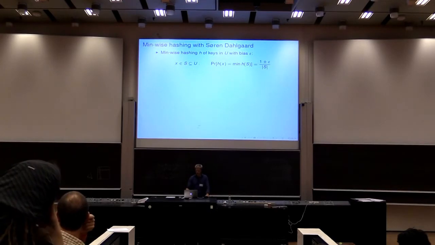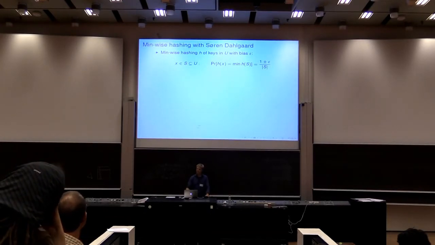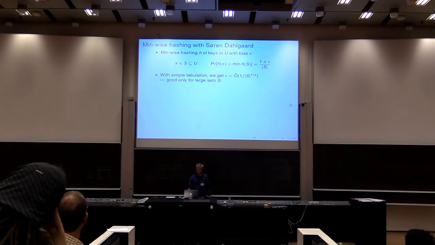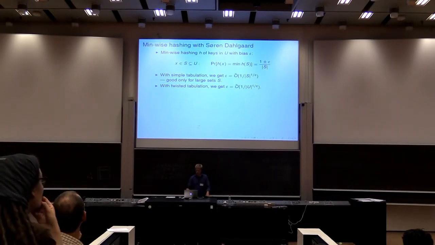And there's a similar situation with minwise hashing, which I worked on with one of my students. With simple tabulation, the bias we get is small, but it's small in the sense that if the set is large, the bias is small. But here we get that the bias is small compared to the universe size and not the set size. So again, we can trust that we get minwise hashing with small bias even when we're dealing with small sets.